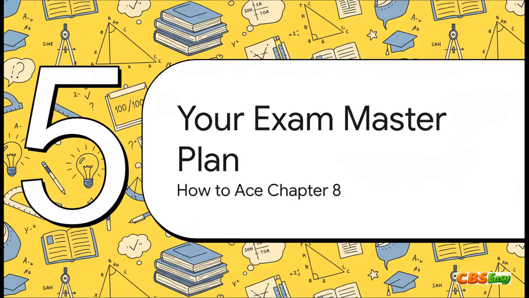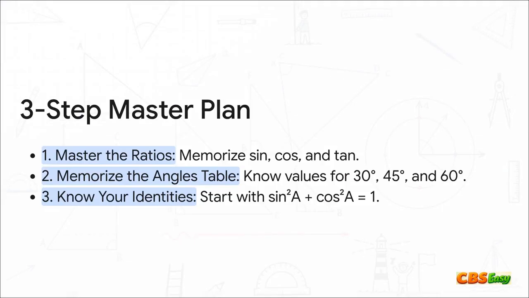So we have covered a lot of ground. How do we pull all of this together into a simple strategy that's actually going to help you ace Chapter 8 on your exam? Let's build our master plan. Here it is. Your entire plan for this chapter boils down to these 3 steps. Number 1, master the ratios. That means SOH CAH TOA has to be automatic for you.